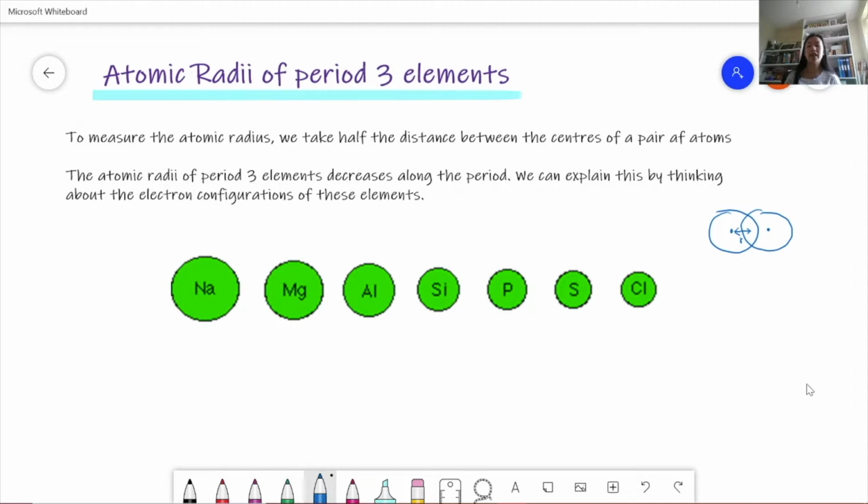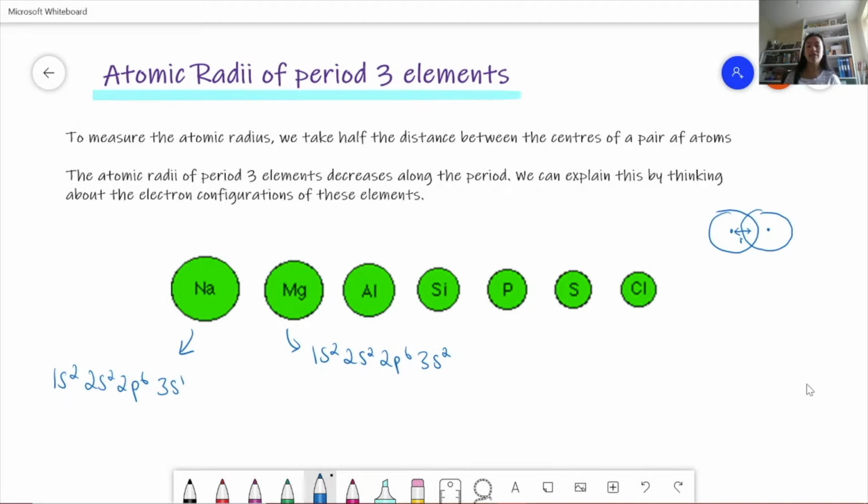And we can explain this by thinking about the electron configurations of these elements. So for example, sodium is in group 1, and so the electron configuration would be 1s2, 2s2, 2p6, 3s1. And so we know that it has 3 electron shells. And then for magnesium, the electron configuration is 1s2, 2s2, 2p6, 3s2. And so we know that magnesium also has 3 shells. So they have very similar shielding.